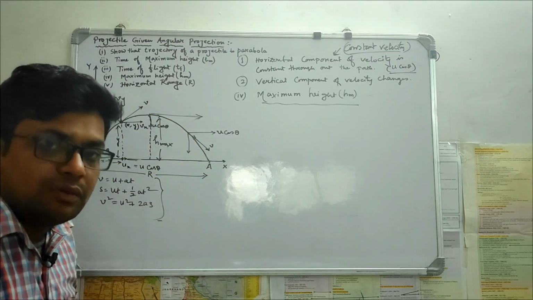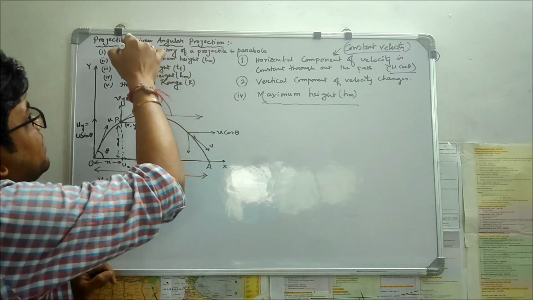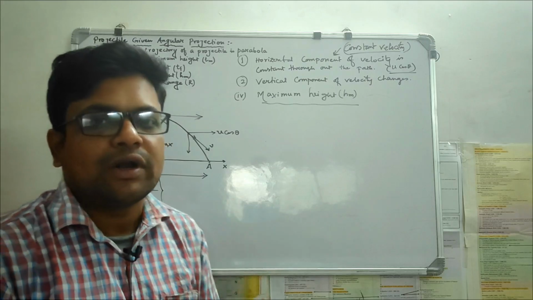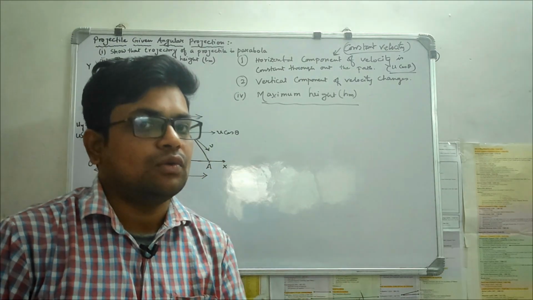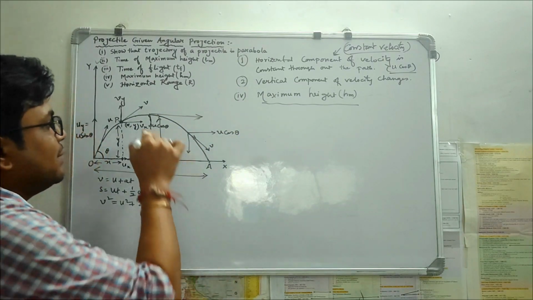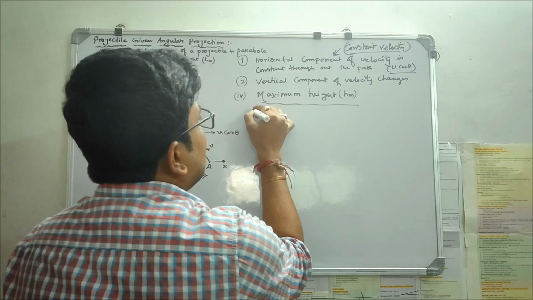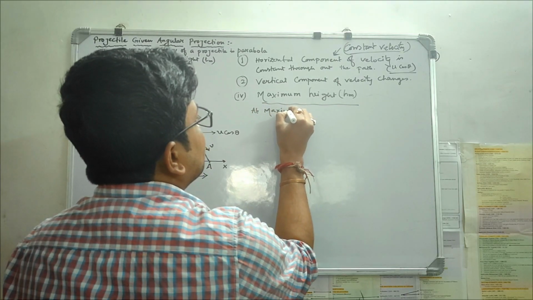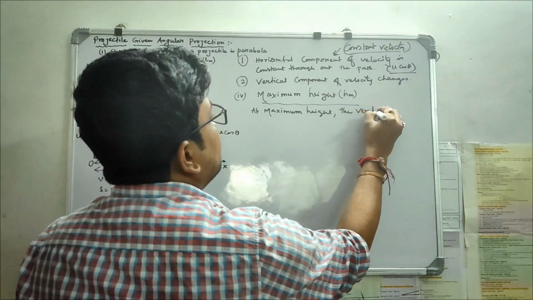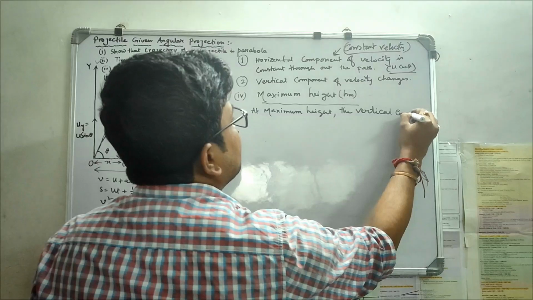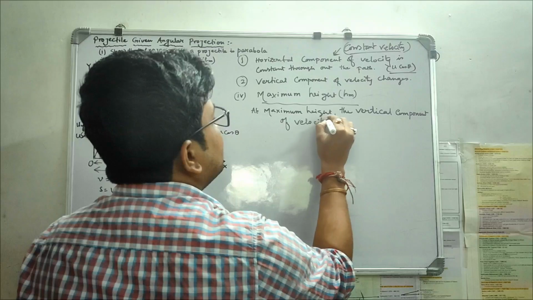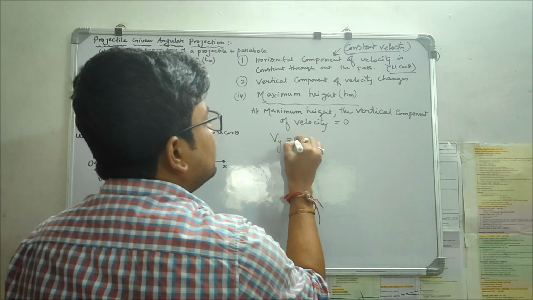Achha, at the maximum height what is 0? In the first case, when we did the time of maximum height calculation, we found that the vertical component of velocity is 0 at the maximum height. Why? Because there is only the horizontal component. There is no vertical component at the maximum height. So that means at maximum height, the vertical component of velocity is equal to 0. That means V_y equals 0.